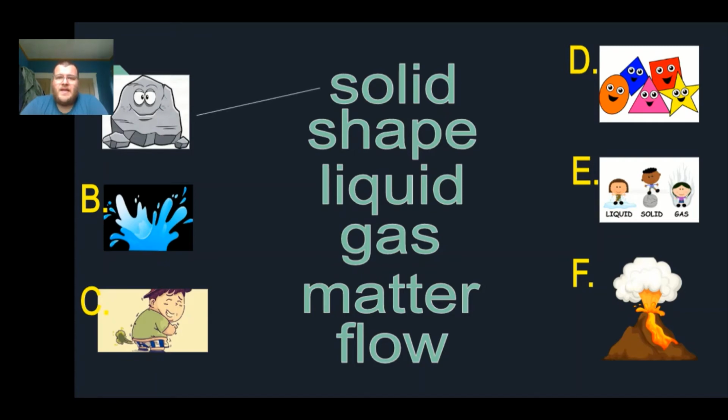A rock is a solid. Very good. Take a look at B. What is a puddle of water? That would be a liquid. Very good. Number C. When you fart or toot, that is what? That is gas. Number D, letter D, excuse me. An oval, triangle, star, square, or diamond is considered a shape. Good. E, liquids, solids, and gases.